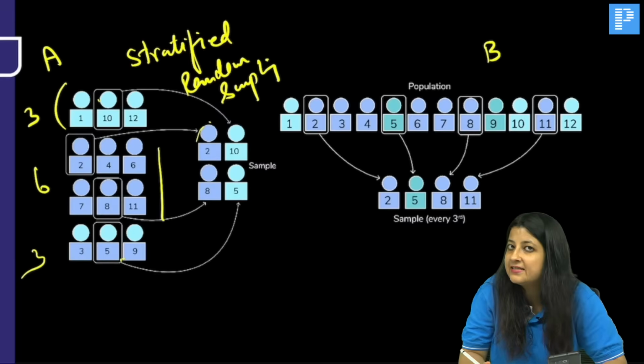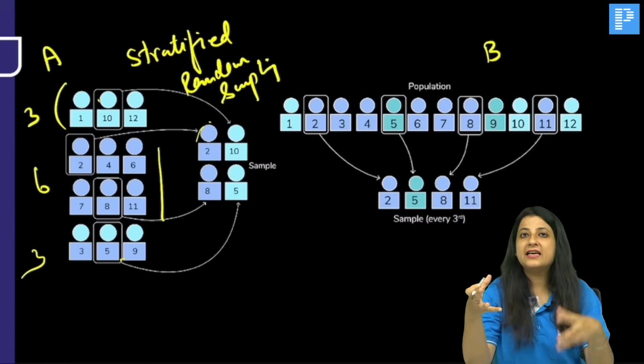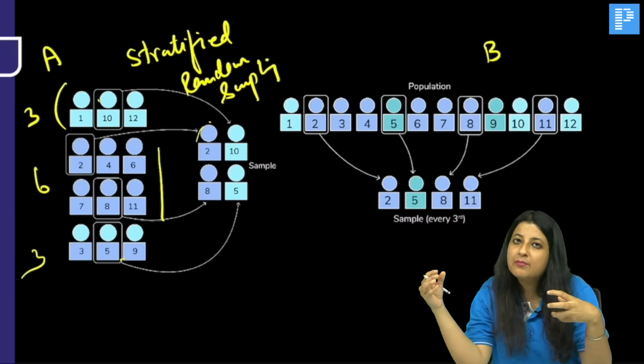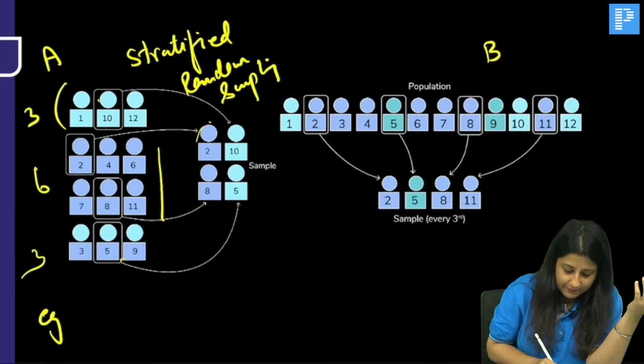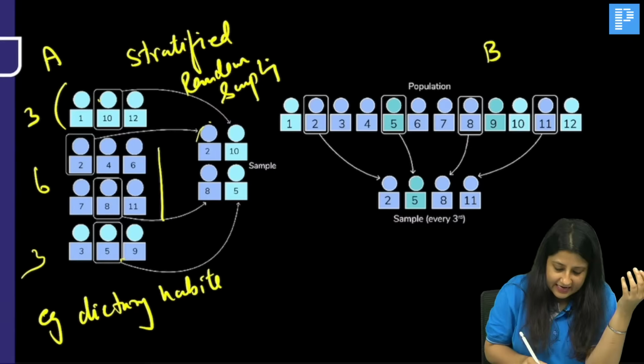The latest INI-CET question also had a question on stratified random sampling. Question कैसे दिखेगा? In the question they will write, we want to study the dietary habits of different religions. Example, dietary habits of different religions. ऐसा कुछ बना देंगे. Dietary habits.